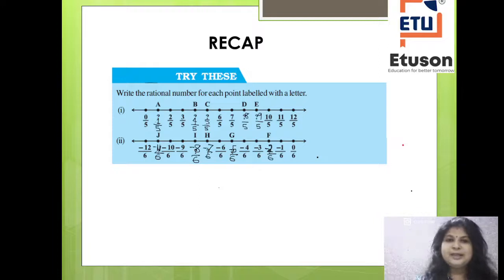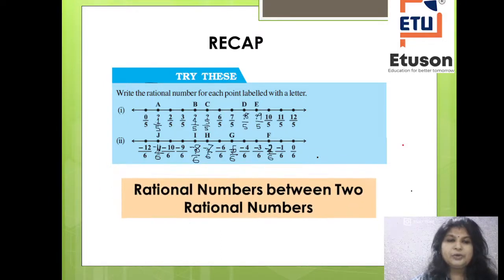Now let us go to today's topic. As I was telling you, today we are going to discuss how to find the rational number between two rational numbers. Shall we start? So what is a rational number? You might know that a rational number is a number which can be expressed in the form p by q, where q is not equal to 0. Correct or not?